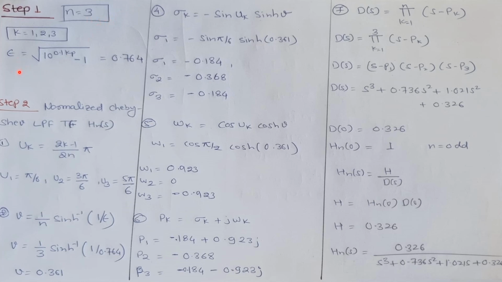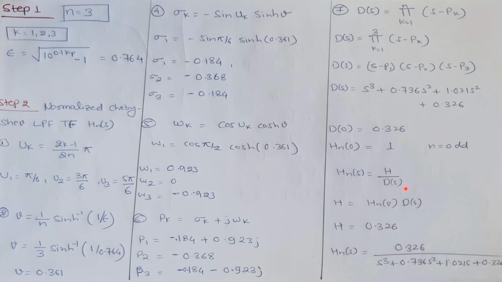Now we need to calculate the epsilon value, that is the square root of 10 to the power 0.1 alpha p minus 1, which is 0.764. The second step is to find the normalized Chebyshev low pass filter transfer function, that is HN(s). How do we calculate HN(s)? HN(s) is equal to h upon D(s).